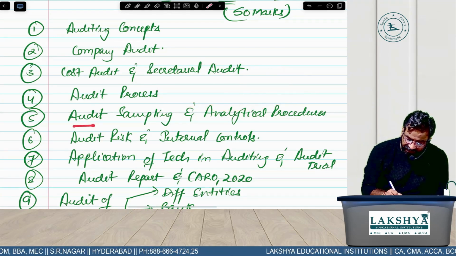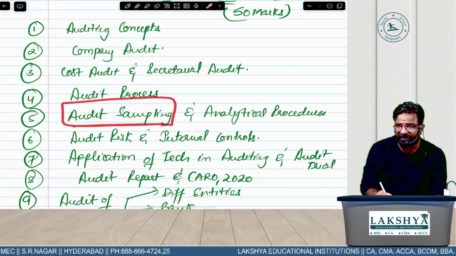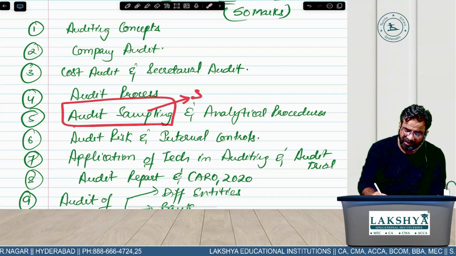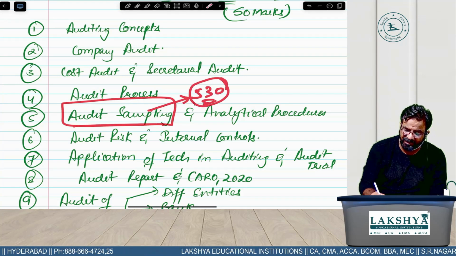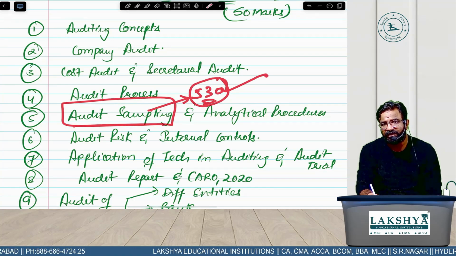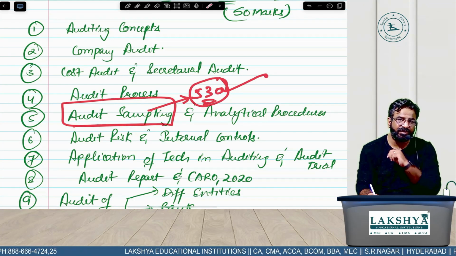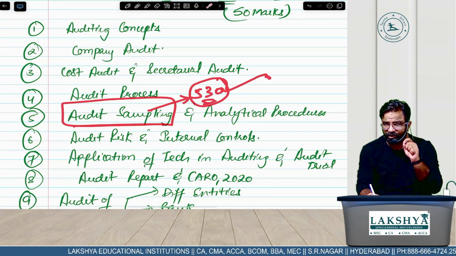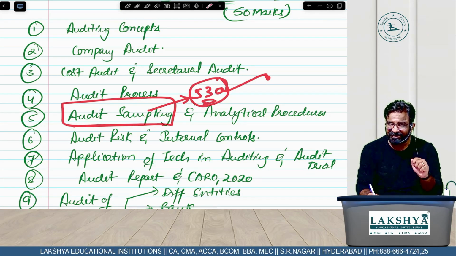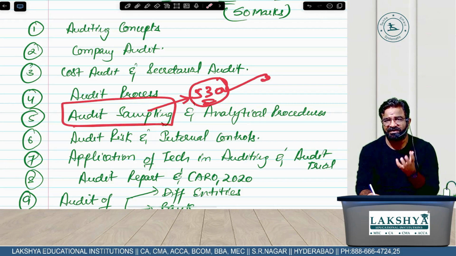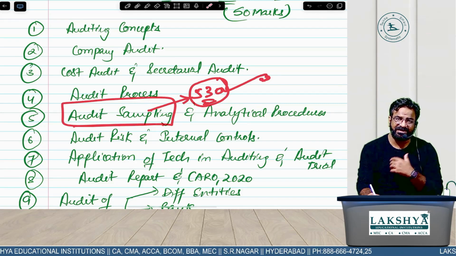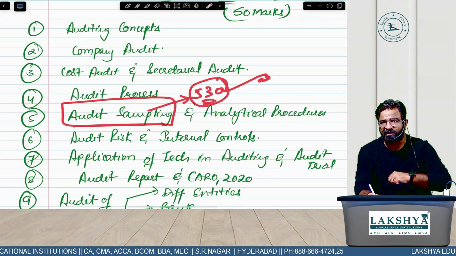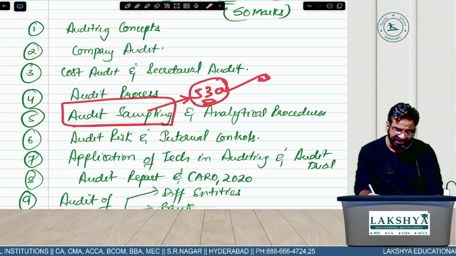Coming to the next chapter, that is called audit sampling. Sampling, you all know that you have to cover SA 530 in that. So standards on auditing 530 is going to talk about the audit sampling, and make sure that in the audit sampling, you should cover its extent, how we make a sample design, what should be our sample size, what are the factors you need to keep in mind when you select a sample.